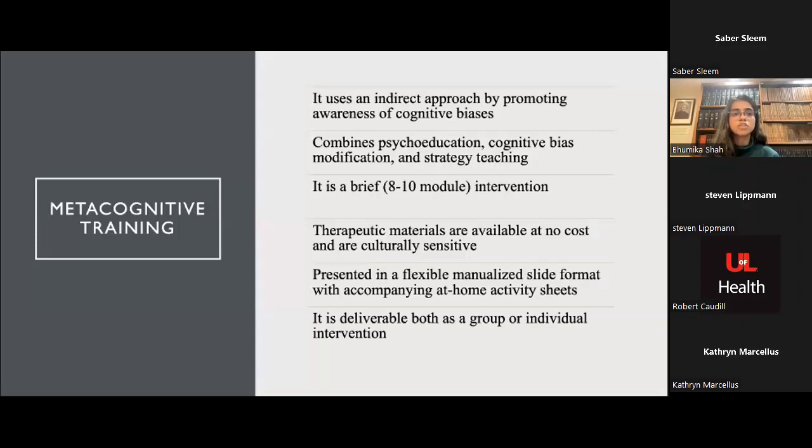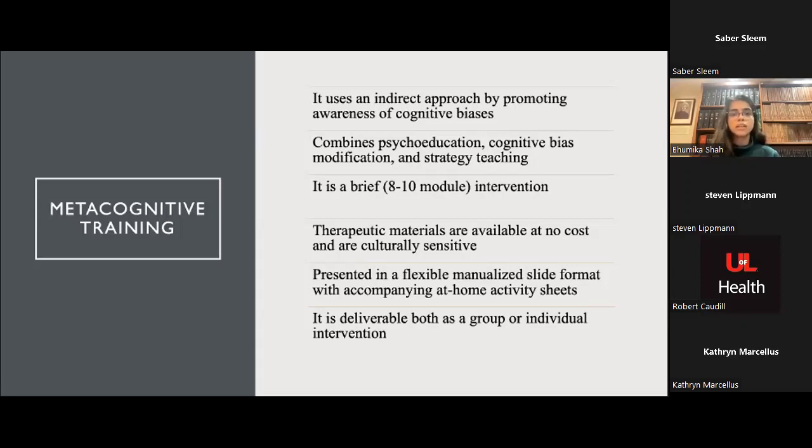So coming to metacognitive training, what exactly is it? It's an intervention based on the theoretical principles of cognitive behavior therapy, but focuses primarily on problematic thinking styles or cognitive biases. The ones common to psychosis are, for example, jumping to conclusions, belief inflexibility, and overconfidence in judgments. They're hypothesized to contribute to the formation as well as the maintenance of positive symptoms, particularly delusions. So metacognitive training combines psychoeducation, cognitive bias modification, and strategy teaching.